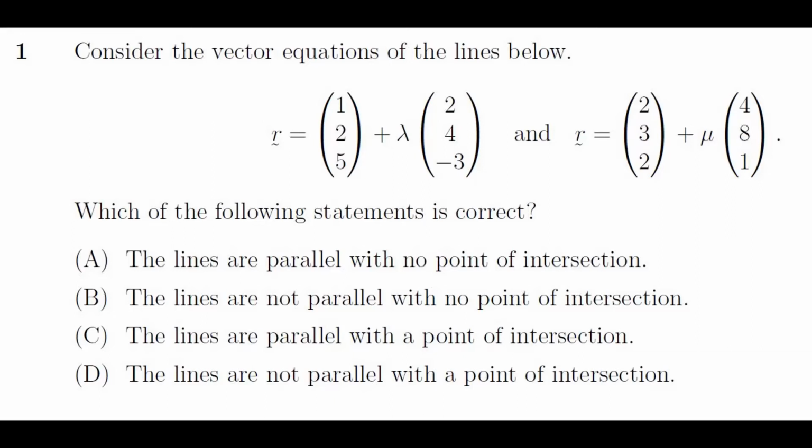But in any case, when faced with these multiple choice questions, you can use a process of elimination. We'll work out, are they parallel or not? That'll chop out 2 of these options, reducing it to a flip of a coin, a 50-50 chance, and then hopefully we can work out whether there's a point of intersection to get the answer.